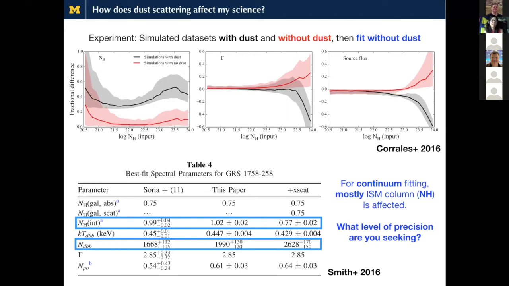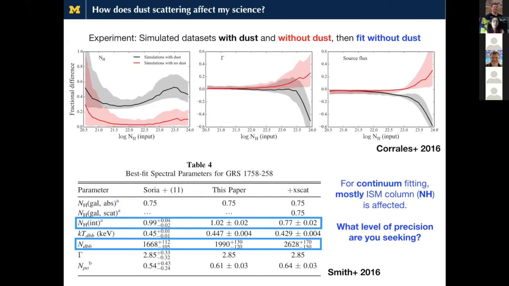Usually it's going to be less than the 10% level, but I would just like to point out on the x-axis here that a lot of galactic X-ray binaries are in the log NH 22.5 range, so it is a measurable effect. And so it really depends on the level of precision that you're seeking.